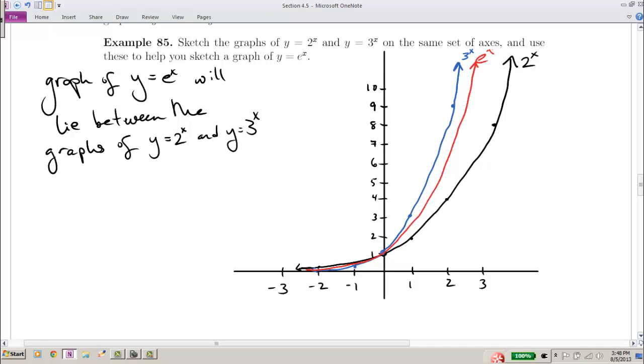And so that's a pretty good sketch of e to the x without really having to plot a single point. I mean, the only point I made absolutely sure that e to the x went through is the point (0, 1) that all of these exponential functions go through.